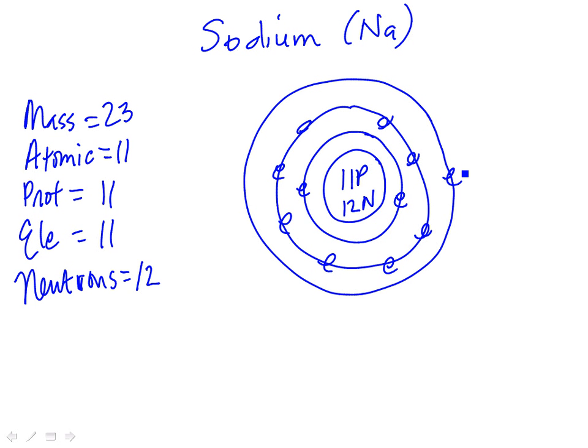Alrighty, I hope that helps you learn how to construct your Bohr models. And remember, always put your symbol out to the side or at the top, and then put your protons and your neutrons in the nucleus, and then your electrons orbiting about the nucleus in the electron shells.